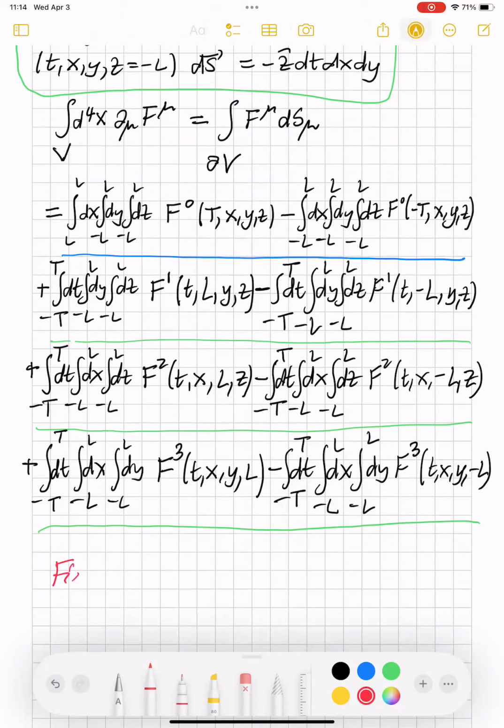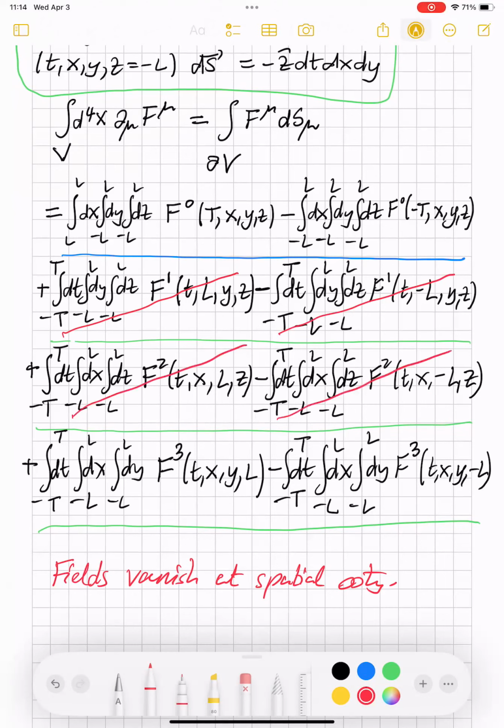So fields vanish at spatial infinity. Well, these integrals, that one, x has been set equal to L, so that is spatial infinity. This is x is minus L, at spatial infinity. Y is L, y is minus L, z is L, z is equal to minus L. So all of the green terms vanish immediately just because fields vanish at spatial infinity.